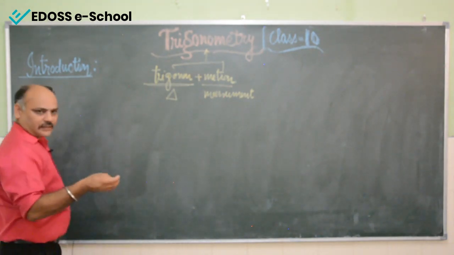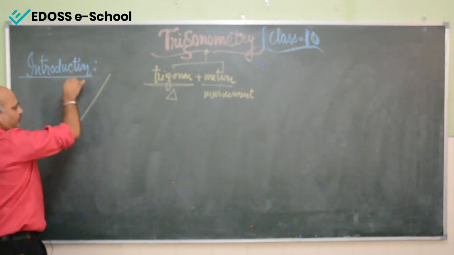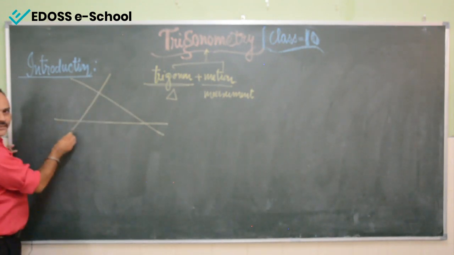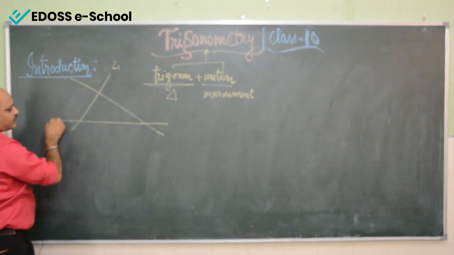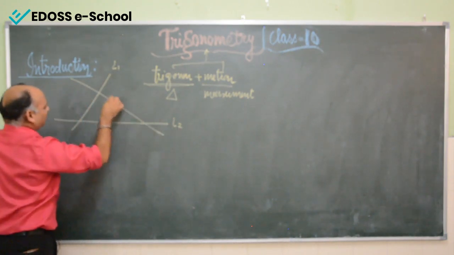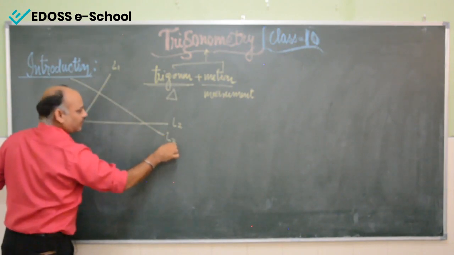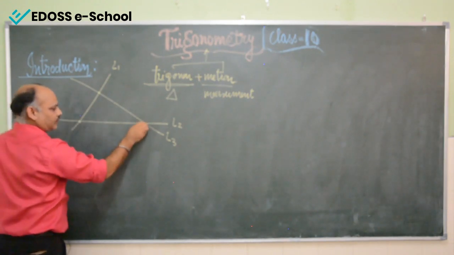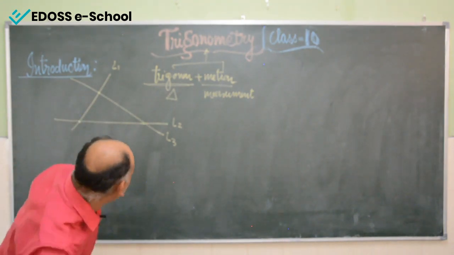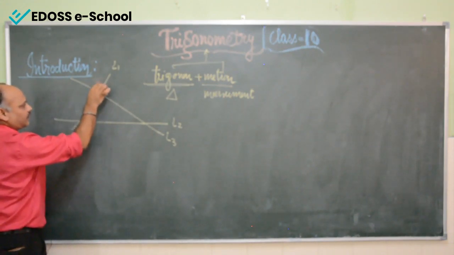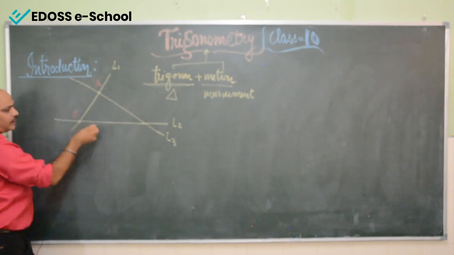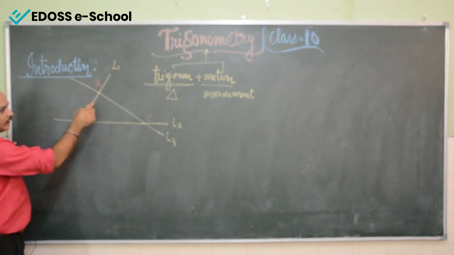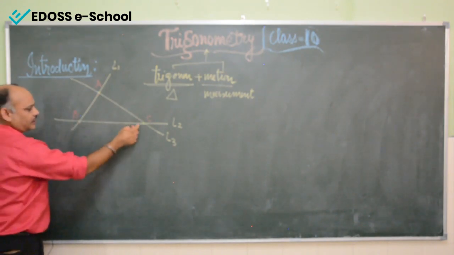Now suppose there is a triangle. This is a line segment, this is also a line segment, and this is also a line segment. Suppose this is the first line segment, I am calling it L1, this is the second line segment, L2, and this is the third line segment, L3. Where the segments intersect, suppose this is called vertex A, this is vertex B, and this is vertex C. Now AB is called a side, AC is also a side, and BC is also a side.